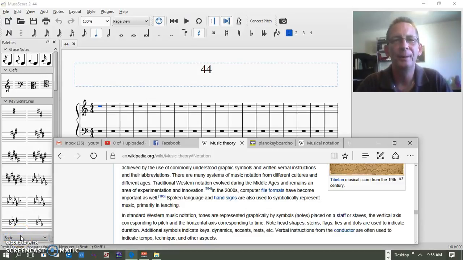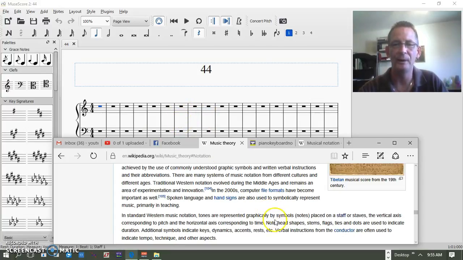All right, let's talk a little bit about music notation. First of all, if you get on Wikipedia, what's it saying? In standard Western music notation, tones are represented graphically by symbols, notes placed on a staff. So you have notes, the notes that we've already talked about, and the staff. This is the staff, on a vertical axis corresponding to pitch, so up and down, talking about the pitch of the note, and a horizontal axis corresponding to time, going which way is it going, and that's time, represented by measures.